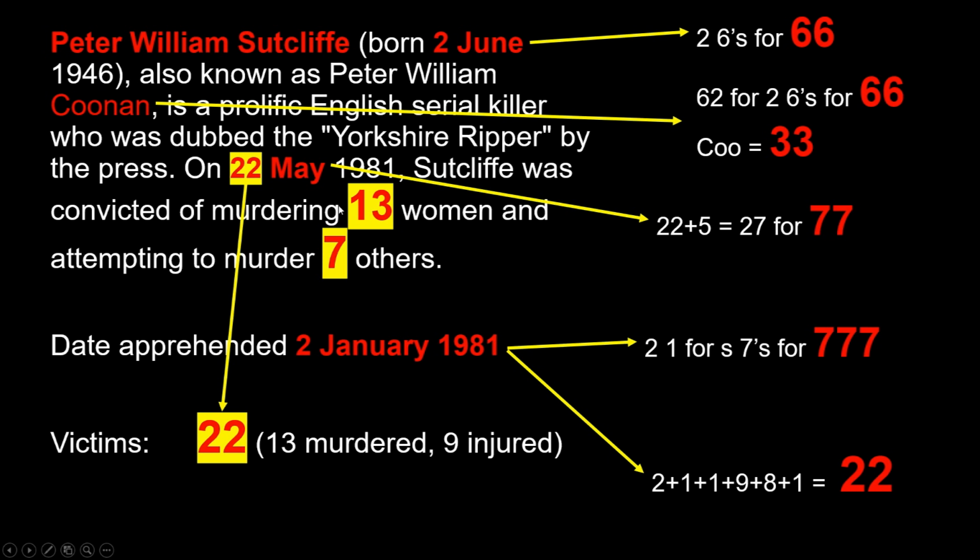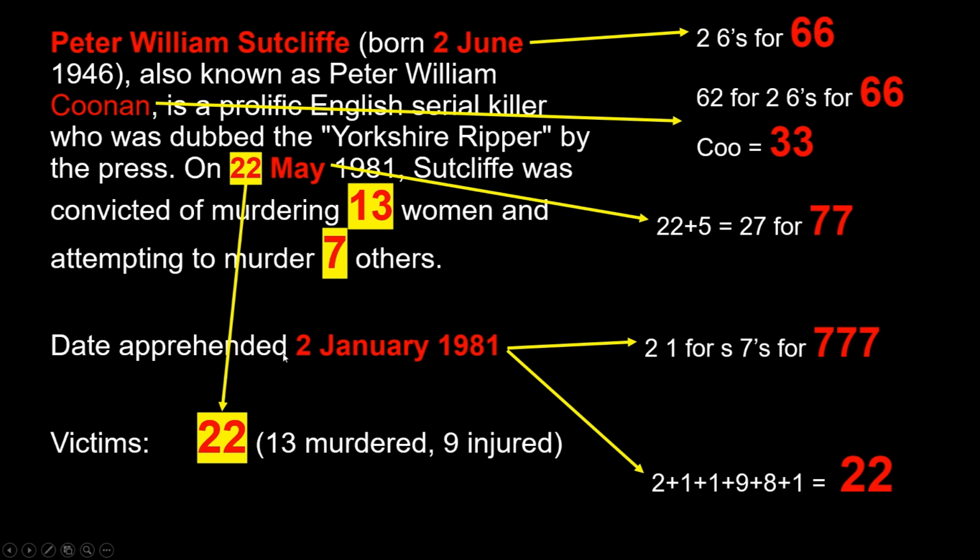And he was convicted of murdering 13 women, so there's another one, and attempting to murder 7 others. And this was on the 22nd of May. So there's a 22 there, and there were 22 victims. And we'll see 22 crops up quite a lot. 13 murdered, 9 injured. And of course, 22nd of May is 22 plus 5 for 27, for 2 7s, for 7 7.